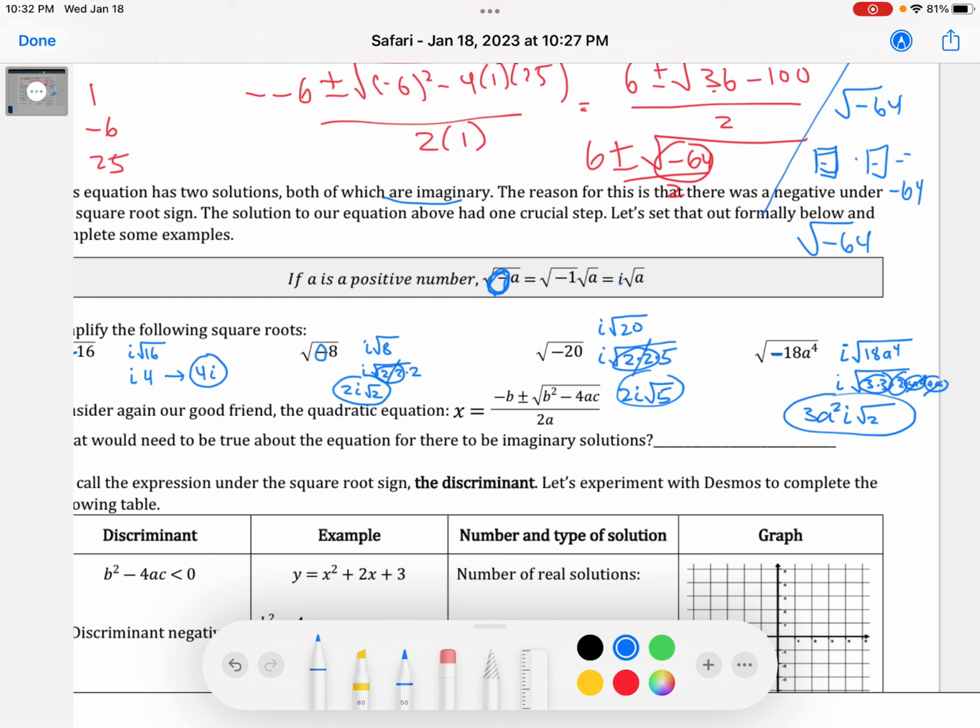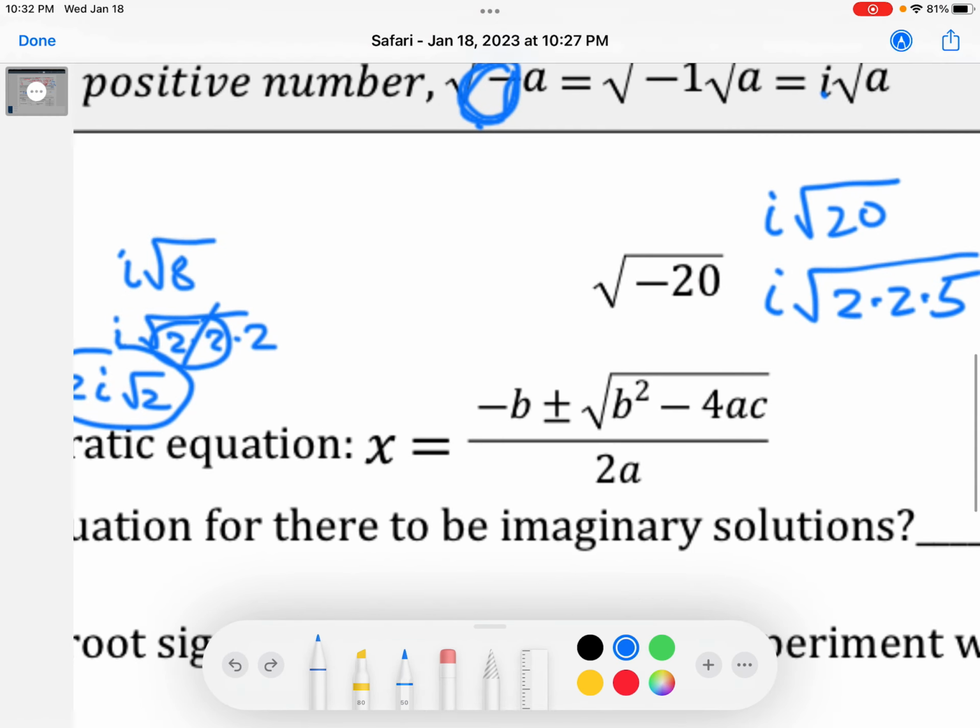So let's go down now, and we're going to apply this now to our friend, the quadratic equation. Now the quadratic equation is this thing right here. Let me just clean up some of my writing. There we go. Let's zoom in right here. So the quadratic equation is this thing. Negative b plus or minus the square root of b squared minus 4ac over 2a.